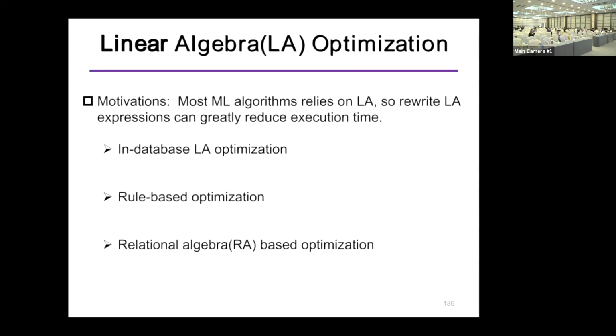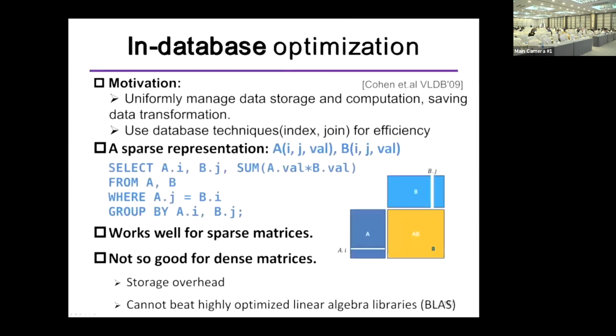So let's first look at the linear algebra optimization. The motivation is that most machine learning algorithms rely on linear algebra, so rewriting linear algebra expressions can greatly reduce the execution time. We categorize this topic into 3 parts. First one is in-database linear algebra optimization.